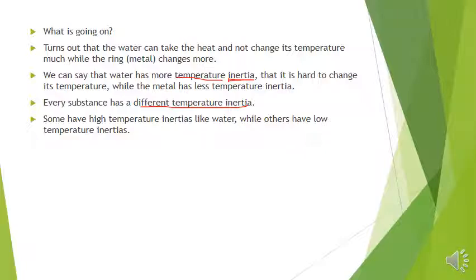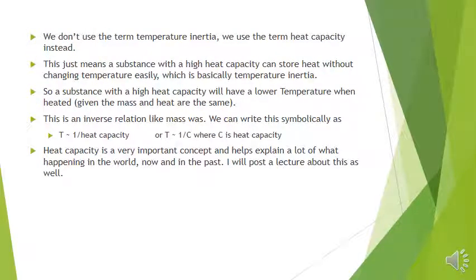Some have higher temperature inertias like water. It's hard to change their temperature. And others will have lower temperature inertias like metals. We don't use the word temperature inertia. That would just hopefully give you an idea. We use the term heat capacity instead. What this means is that a substance with a high heat capacity can store heat without changing temperature very easily, which is basically our temperature inertia. So a substance with high heat capacity will have a lower temperature when a given amount of heat is added.